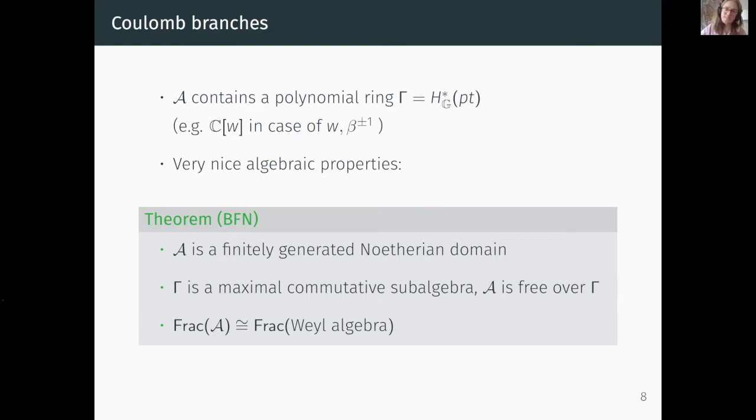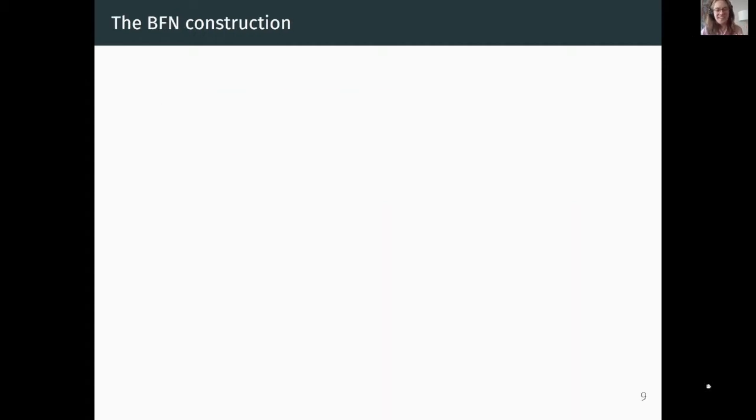So these are some very nice rings. They kind of look like Weyl algebras, but they're a little more complicated than that. Maybe I need to add some sort of finite group invariance here or something, but it doesn't really matter. So that's the summary. We'll come back to some examples in a sec, but here's a lightning explanation of this BFN construction, just so you have some idea.